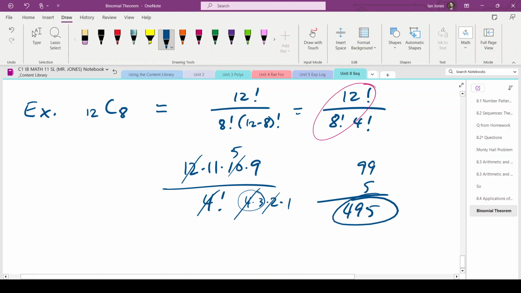This I could calculate, right? 495. I'm able to do that without too much consternation. However, I could use Pascal's triangle. Now, going all the way to the 12th row probably isn't worth it just to find this one value. And I could also use my graphing calculator. So have a look here.